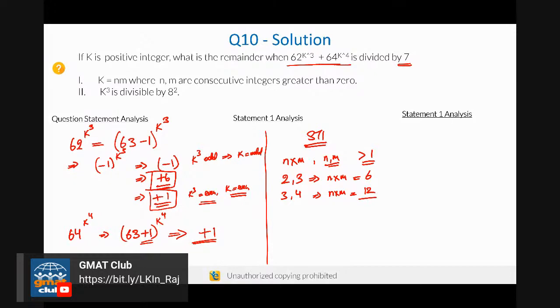In any case, one of n or m would be even, which means n times m would always be even, which means k is even. We have a definitive answer, which means statement 1 is enough. Which means my answer is going to be either A or D.